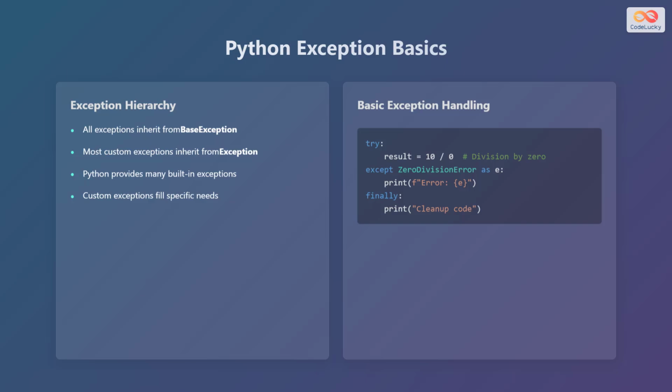Here is an example of basic exception handling. The try block contains code that might raise an exception, in this case a division by 0. The except block catches the ZeroDivisionError and prints an error message. The finally block always executes, whether an exception occurred or not, and is typically used for cleanup code.